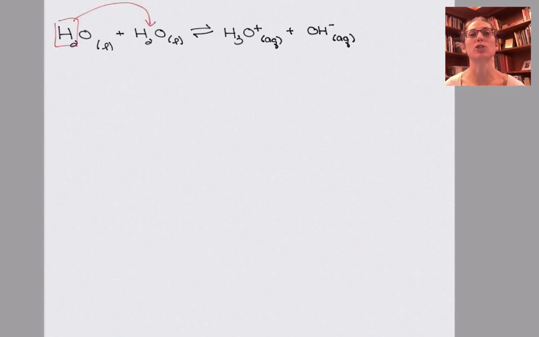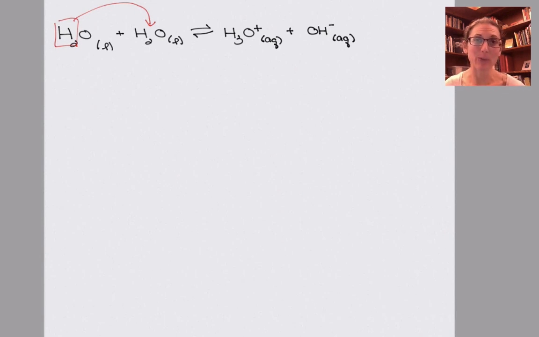And as a result, you'll generate a hydronium ion and a hydroxide ion. Now, this doesn't happen very much. Only about two water molecules out of a billion are actually going to carry out this reaction. But it does happen. And so what we're actually going to have is an equilibrium process where we have lots of water and we have some hydronium and hydroxide.